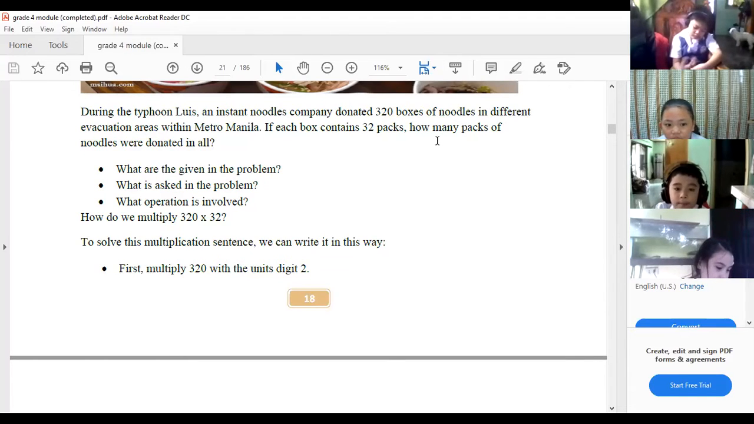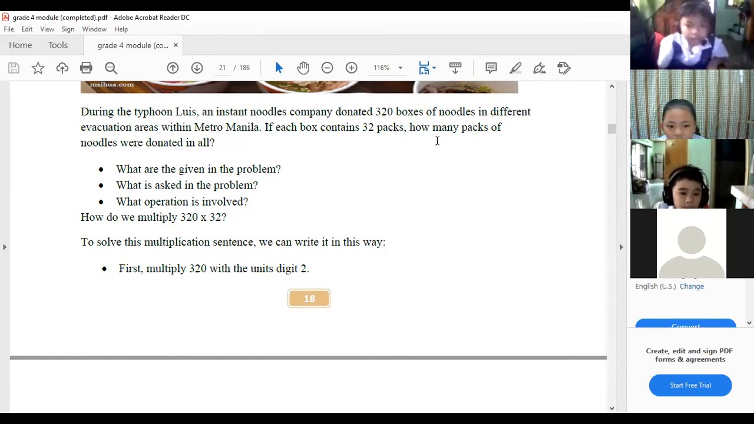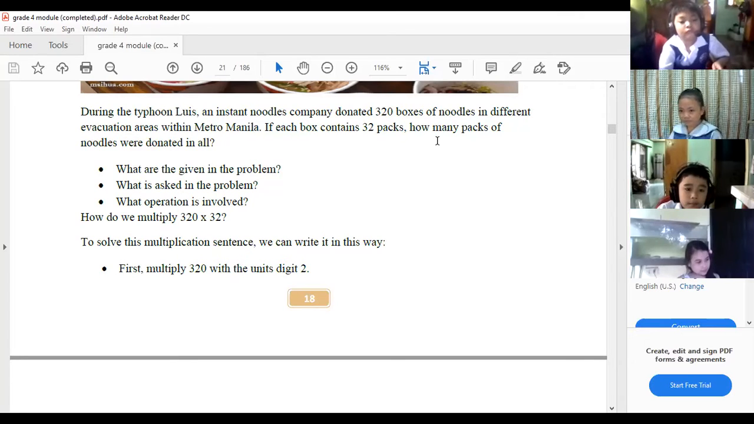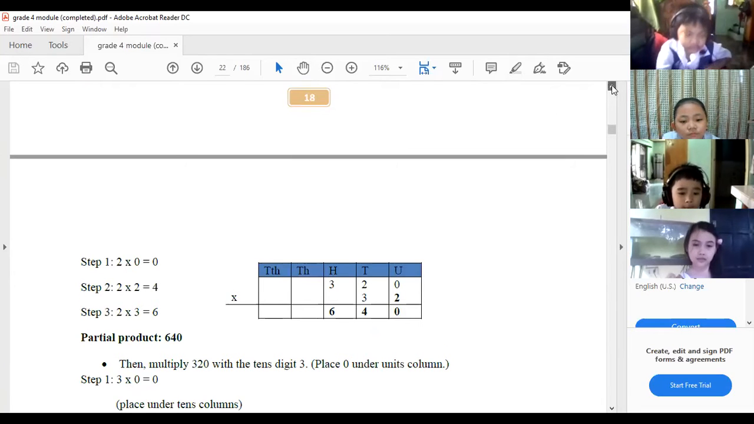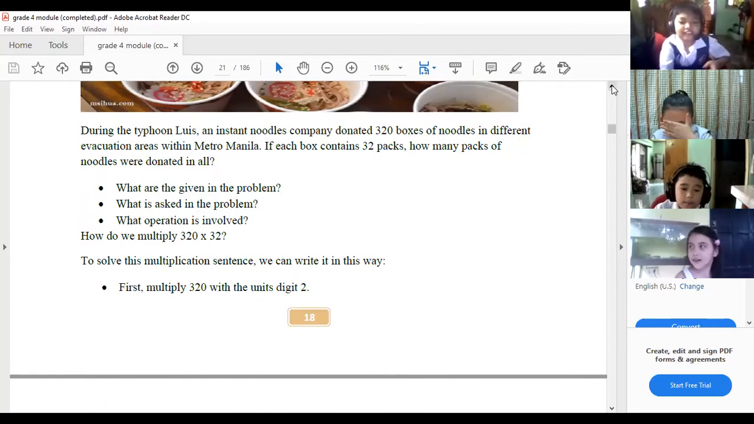Let's try to answer what is given in the problem, what is asked in the problem, and what operation is involved. This was already tackled in your previous years, right? Sir, are we going to write that in our worksheets? No, there's no need. As long as you get the answer, okay? Are we going to answer the times on the worksheet? Yes, after. I will write it later.